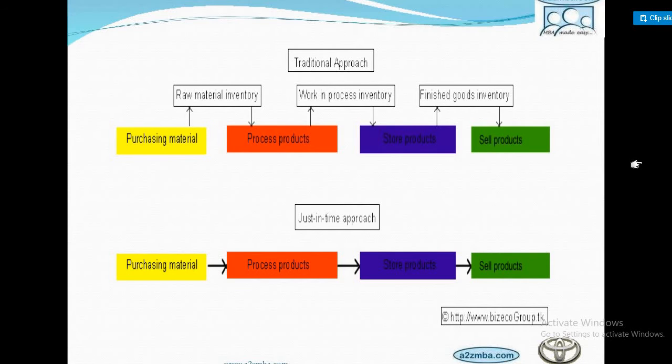In between purchasing material and process products, we are investing in a raw material inventory. We store raw material as inventory. And in process product and store product, we store work in process inventory. Means we are doing various kinds of activities on a raw material, and that material is called work in process inventory. Once the various processes are performed on that product, we get a finished good, and it will be stored as a finished good inventory.